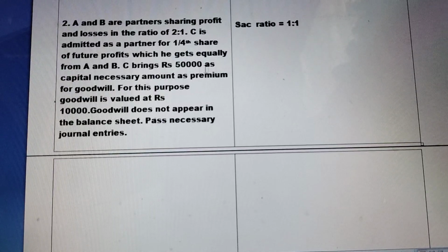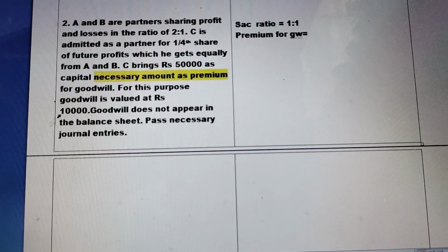C brings rupees 50,000 as capital and necessary amount as premium for goodwill. Okay, the capital brought in by C is given, but the amount of premium for goodwill is not given. Though C is bringing premium, it is said necessary. Necessary amount as premium means the amount is not given. So we need to calculate the amount of premium for goodwill.